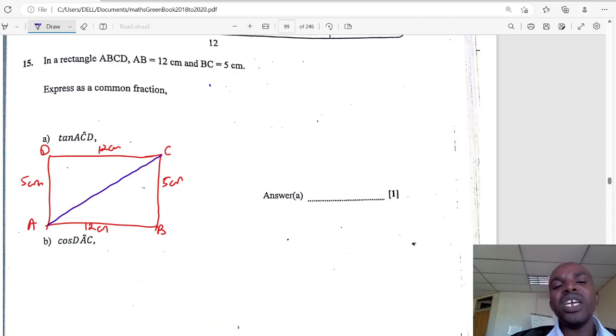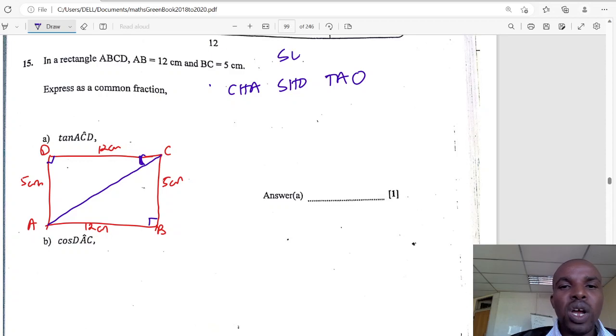So I put my diagonal like this. And this is 90 degrees. This one is also 90 degrees. So I want to find tan ACD. So it's this one. This is the angle that you want, right? The tangent of that angle. So for tan, we use SOHCAHTOA or CHASHOTAO. CHASHOTAO for Zimsec. Or you can just use SOHCAHTOA. SOHCAHTOA is direct. SOHCAHTOA is just the opposite of CHASHOTAO, but it's direct.